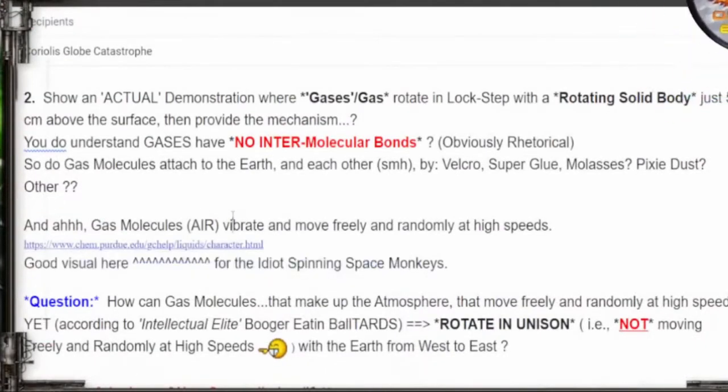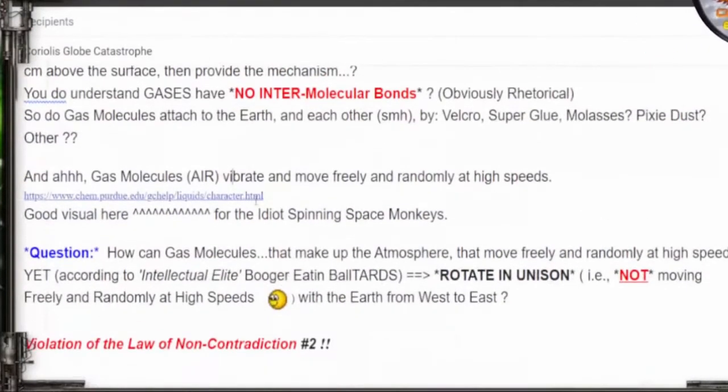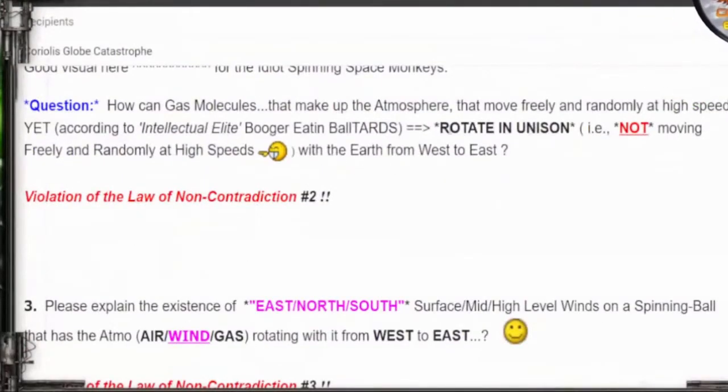So, back to the story. Question. How can gas molecules that make up the atmosphere, which is a contradiction in terms, that move freely and randomly at high speeds, yet, according to the intellectual elite, rotate in unison, that is not moving freely and randomly at high speeds, from the Earth from west to east? You see the contradiction? Yeah, that's number 2. You're done for right there. You're done for with each of these.